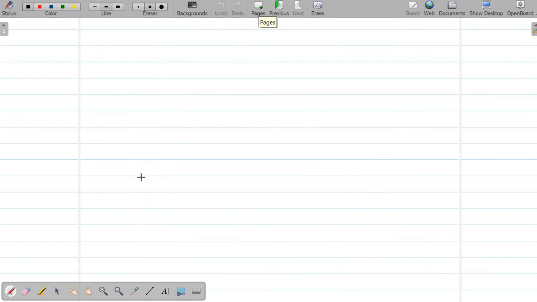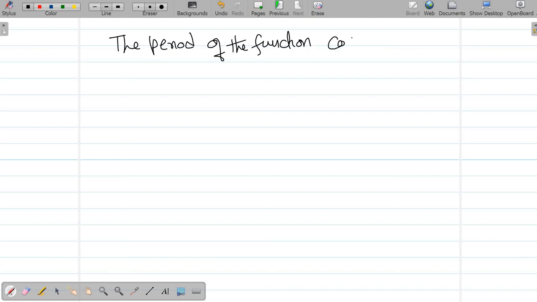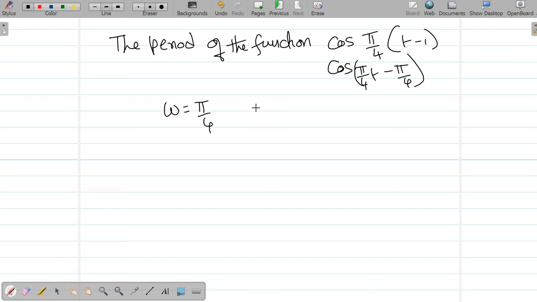Next, let us try to find the period of the function cos of pi by 4 times (1 minus t). This I can write as cos of pi by 4t minus pi by 4. So your omega is nothing but pi by 4. So pi by 4 times T is equal to 2 pi. So T is equal to 8 seconds.